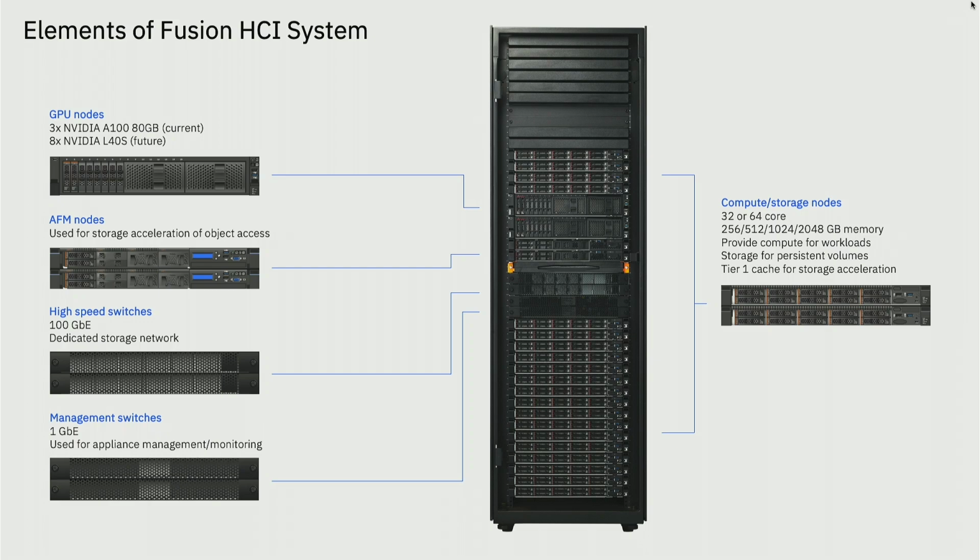For the compute nodes, we have two types: 32 cores and 64 cores. And the latest generation of compute nodes can expand up to 2 terabytes of RAM. So it's sized enough that you can run pretty demanding applications, especially in the AI field, if you want to run your OpenShift cluster.